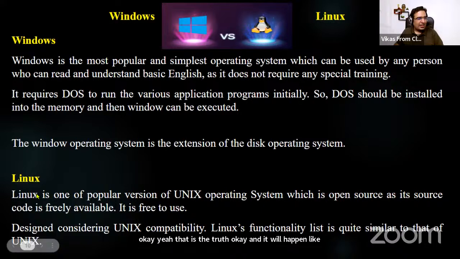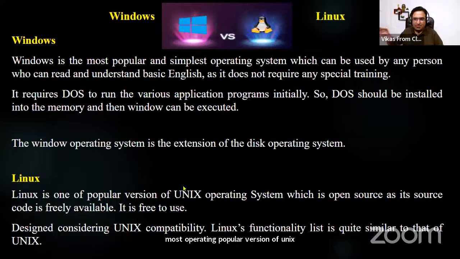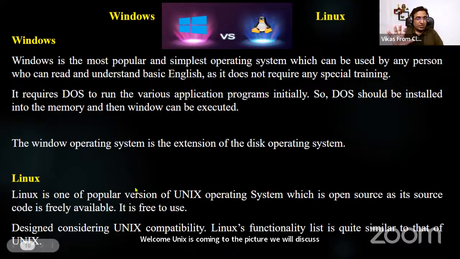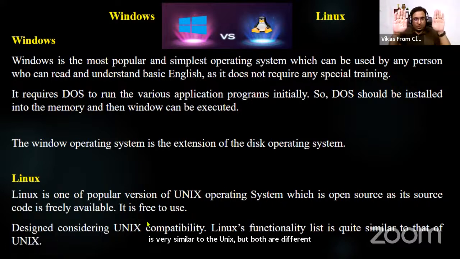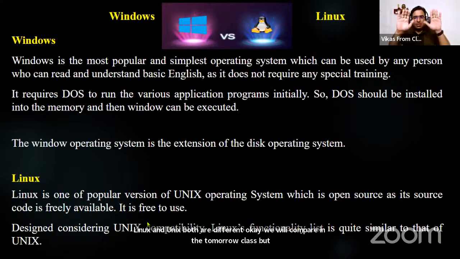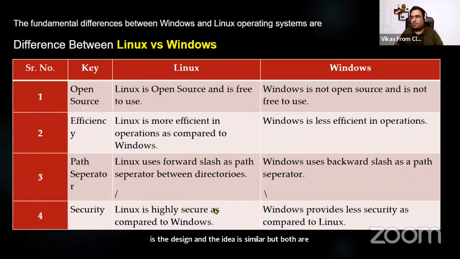As compared to that, Linux is the most popular version of Unix. Why is Unix coming into the picture? We will discuss later. Linux is open source, freely available, and free to use in the market. The design of Linux is very similar to Unix, but both are different. We will compare them in tomorrow's class, but the design and idea are similar, though they are different operating systems.